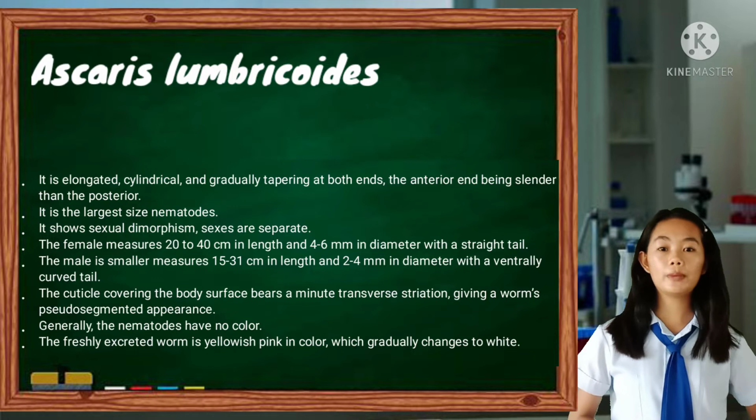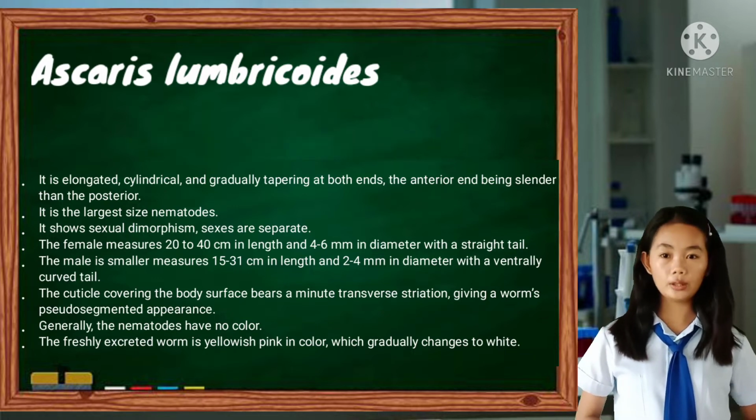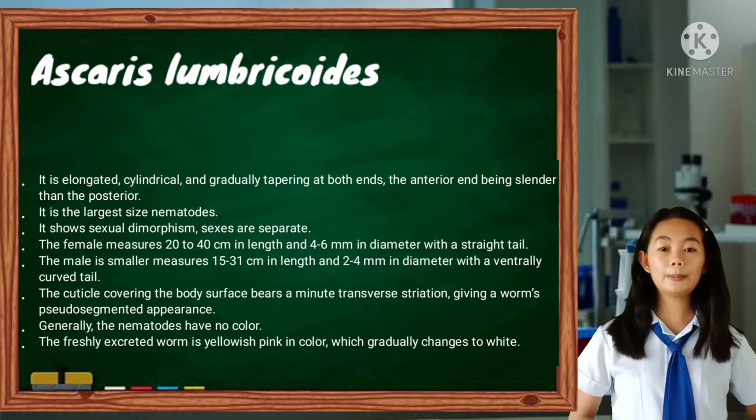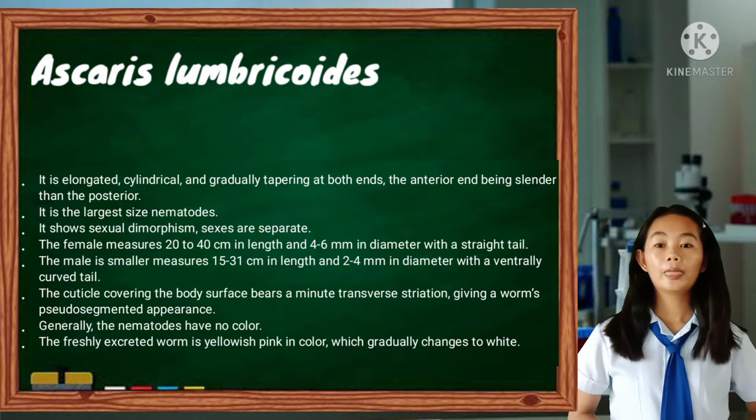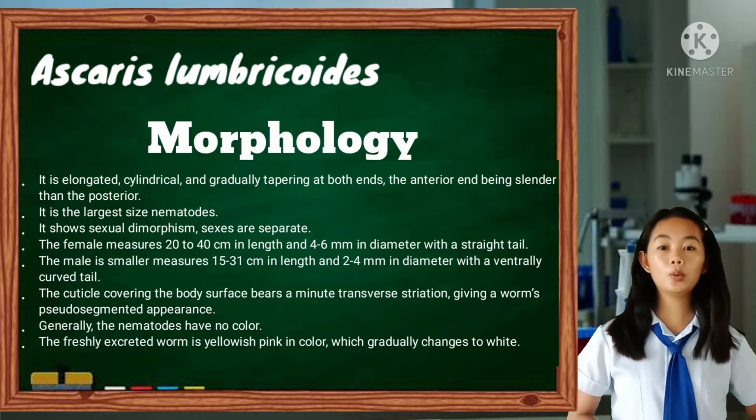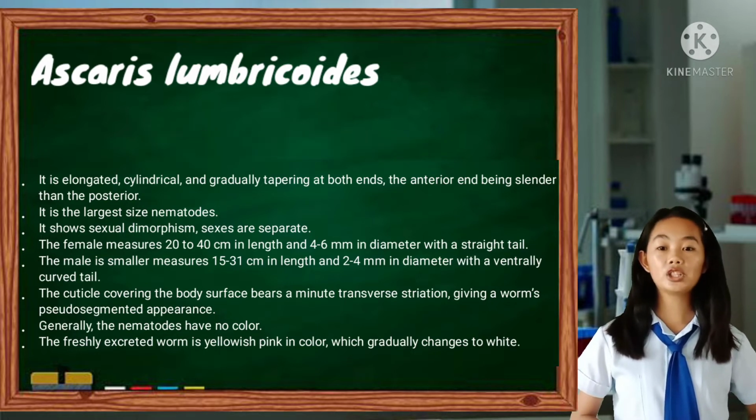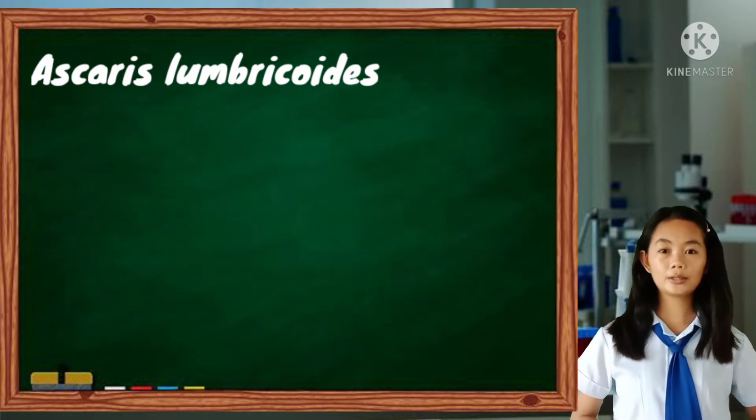It shows sexual dimorphism, or sexes are separate. The female measures 20 to 40 cm in length and 4 to 6 mm in diameter with a straight tail. The male is smaller, measures 15 to 31 cm in length and 2 to 4 mm in diameter with a ventrally curved tail. The cuticle covering the body surface bears minute transverse striations, giving the worm a pseudo-segmental appearance. Generally, the nematodes have no color. The freshly excreted worm is yellowish pink in color, which gradually changes to white.